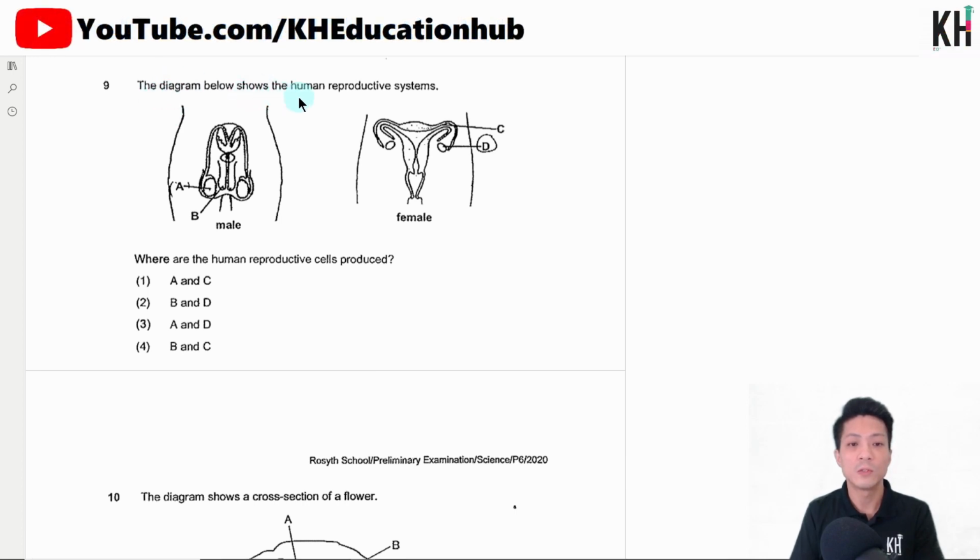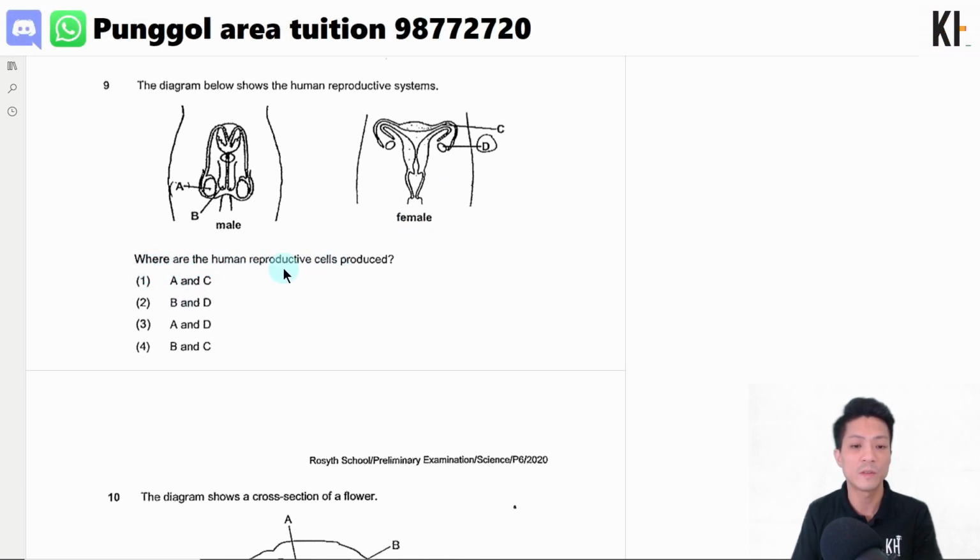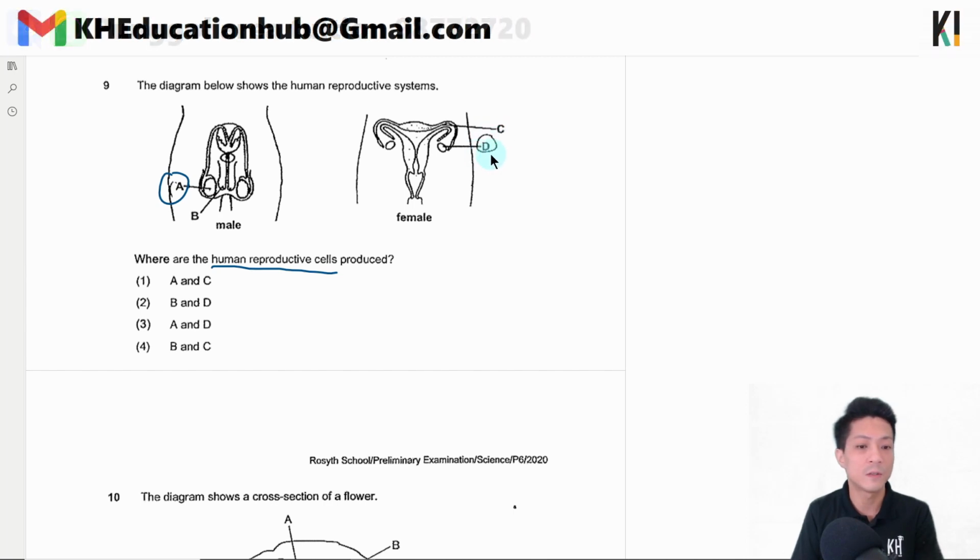Question 9, the diagram below shows the human reproductive system. So the male reproductive system and the female reproductive system. Okay, where are the human reproductive cells produced? So okay, for the male, it will be produced at A, testes, and then for females, it will be produced at D, which is the ovary. So the answer should be A and D, number 3.